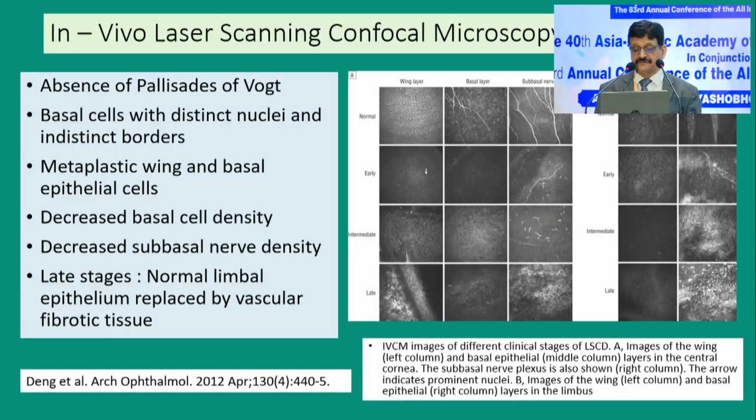These are the pictures at the various stages of limbal stem cell deficiency, and at the various areas, like on the cornea, wing layer, basal layer, and subbasal nerves. You can see that as the disease progresses, the basal nerves decrease, and finally they are absent. The other picture shows the wing cell layer and basal cell layer in the limbal area. In the normal limbal area, the crypts are very clearly visible, but once there is limbal stem cell deficiency, the crypts are not visible at all.